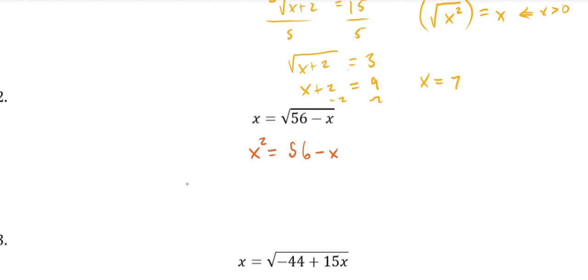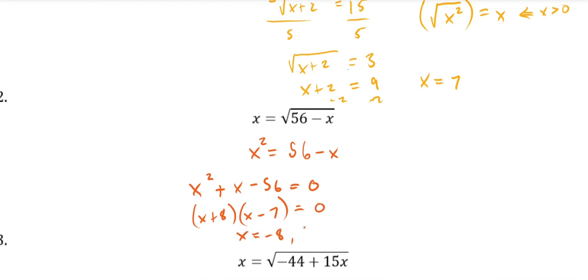For example, here, setting equal to 0, we have x squared plus x minus 56, and if we factor that, we get two solutions. We get x plus 8 and x minus 7. And this gives us two answers, an x equals minus 8 and an x equals positive 7. And we'll need to check both of these to make sure that they're actually true.